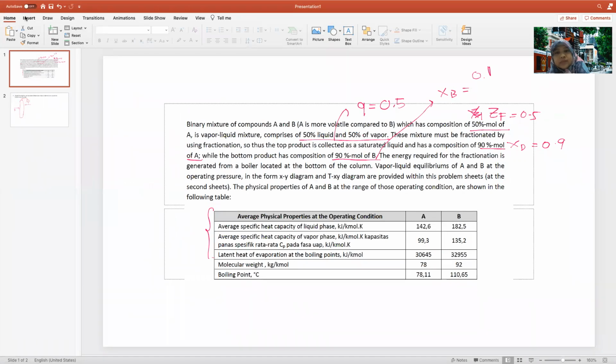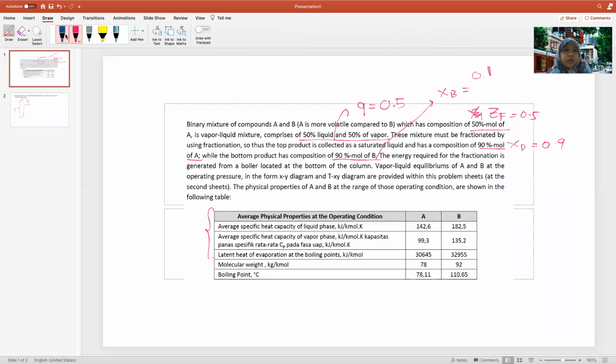For the top product, it is collected as liquid. Right, good. So the top product is collected as a saturated liquid. Because the product is saturated liquid, does it imply a total condenser or partial condenser? Partial. Total, ma'am. Total, yes. In the book there are three types, but I'm just going to show you two types.